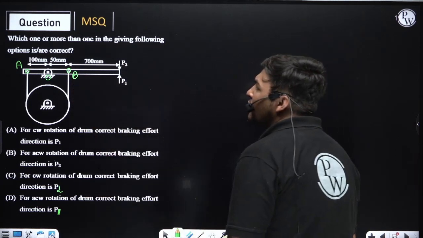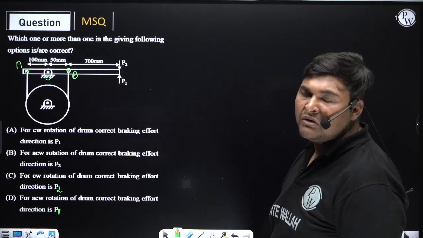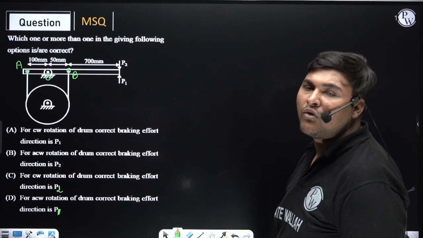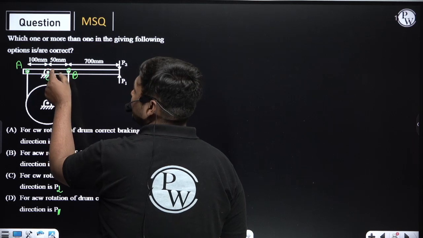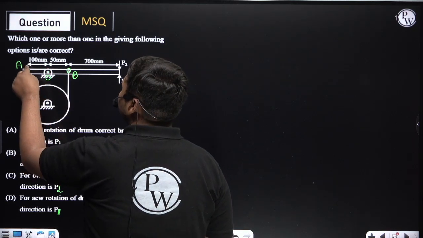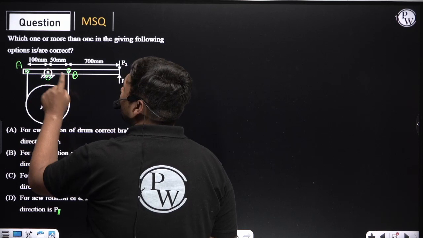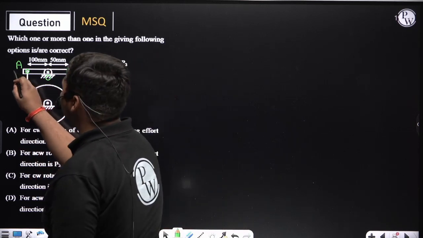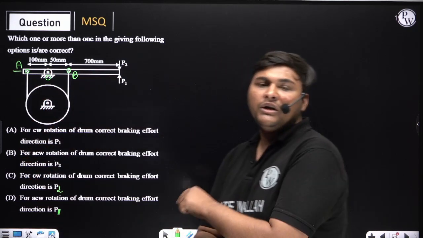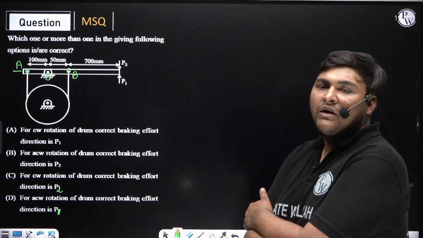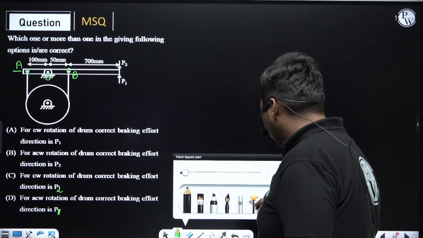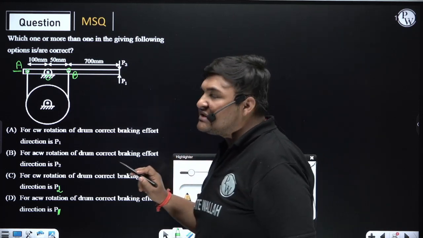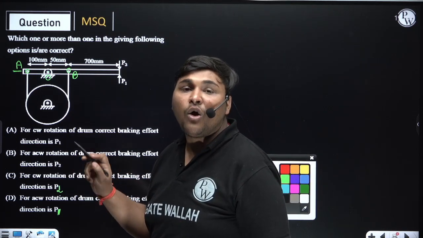Now first see the distance of which side of the band is more from fulcrum O. This distance is 100 and this distance is 50. So the distance of this side of the band, that is point A, is more from the fulcrum. So we will focus on point A while concluding what the direction of braking effort should be to ensure the band is in tension. Now the motion of point A should be such that it is trying to elongate the band.